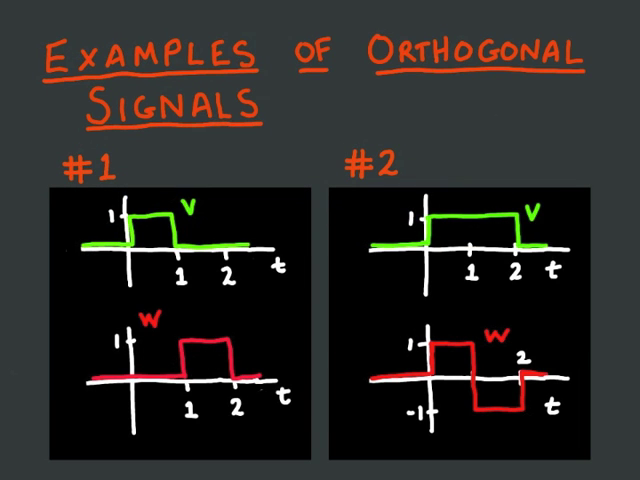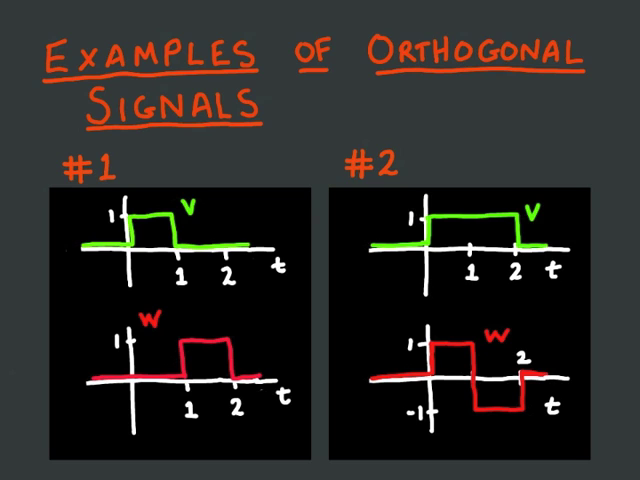Our example number 1 may be the easiest for you to understand. Two signals, V and W, shown on the left. V is equal to 1 for time between 0 and 1, and W is equal to 1 for time between 1 and 2. Otherwise, both signals are 0. So you see whenever V has a non-zero value, W has a 0 value. And whenever W has a non-zero value, V has a 0 value. So obviously, the integral from -infinity to infinity of V times W will be equal to 0, since V times W is equal to 0 at all times.